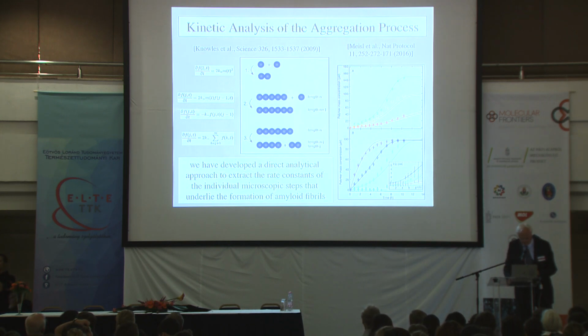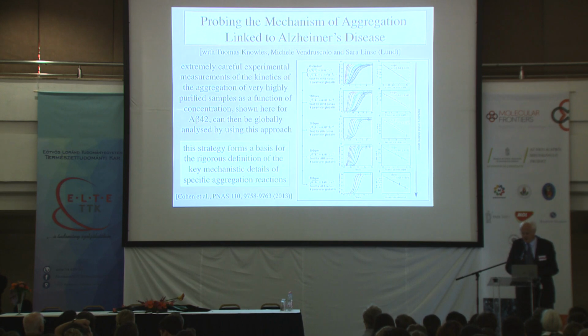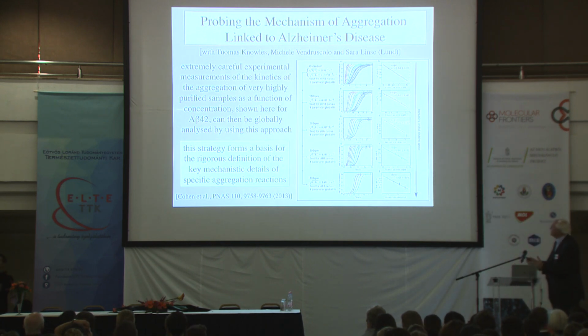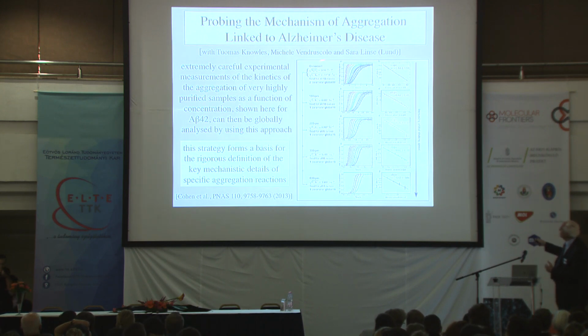This is now skipping about 5 years of learning how to do this, but I just wanted to show you these data, and you don't need to see anything in detail from this, but this is looking in the test tube at the aggregation of this A-beta-42 peptide associated with Alzheimer's disease. And with Sara Linse, who was doing incredibly careful experiments, we got together with her, and we looked at the aggregation kinetics of A-beta-42 as a function of concentration. You can see beautiful data. There's a high concentration, there's a lower concentration. And we actually looked at different conditions, shaking, for example, which enhances fragmentation.